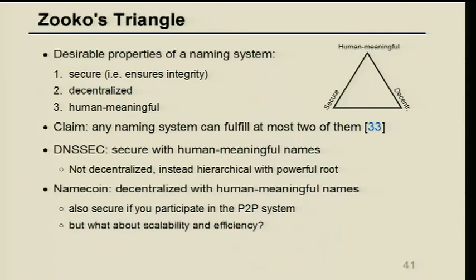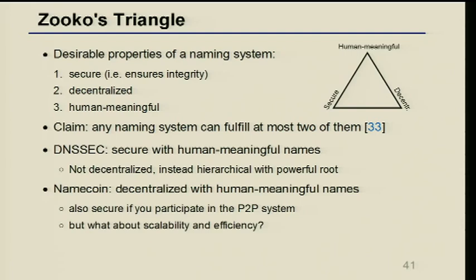Last slide. Let's take a look at Zooko's triangle. What is Zooko's triangle? Think of what are desirable properties of a naming system. You want a naming system to be secure. You want a naming system to be decentralized. You want a naming system to use new and meaningful names, so not random names generated by some secure random number generator. And now the claim of Zooko's triangle, of Zooko, a peer-to-peer hacker, is that any naming system can fulfill at most 2 of these properties.